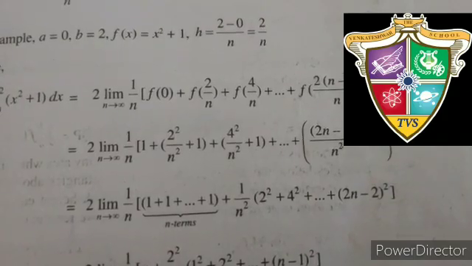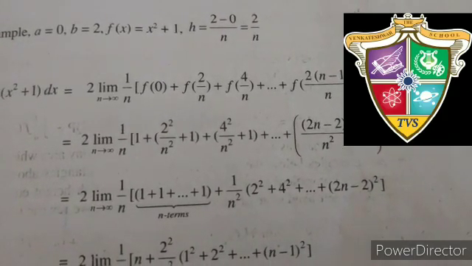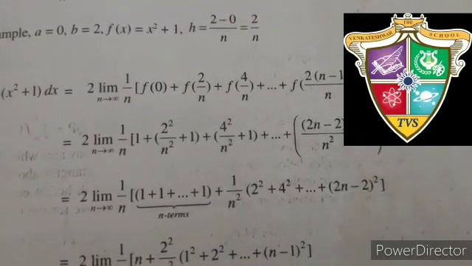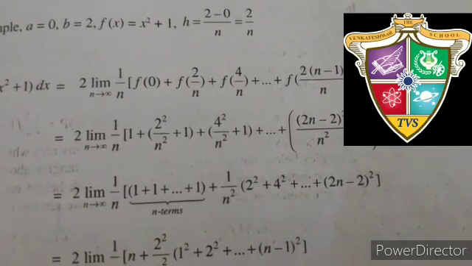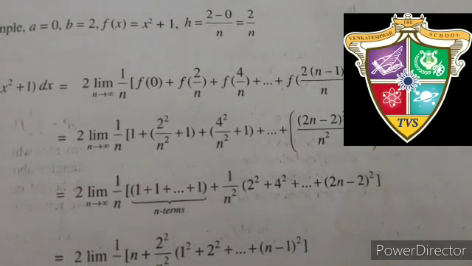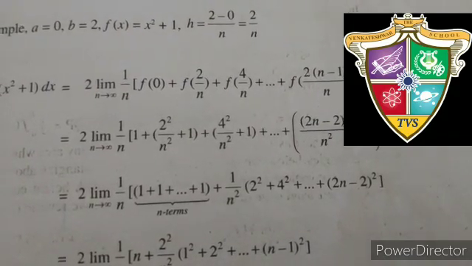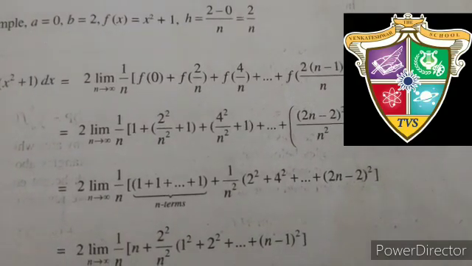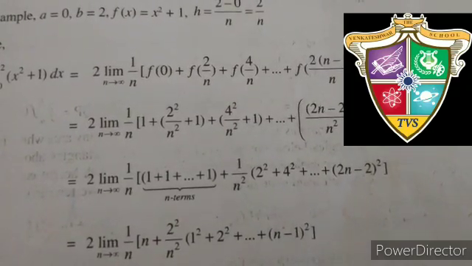So, once again I am explaining. f(0), why 0? Your lower limit is 0. And your second term will be a plus h, 0 plus h. What is your h? 2 by n. Your third term will be a plus 2h. So 2h is 4 by n and a is 0. Therefore, this is f(2h), that is f(4 by n). Likewise, you continue till we reach f(2(n minus 1) by n).